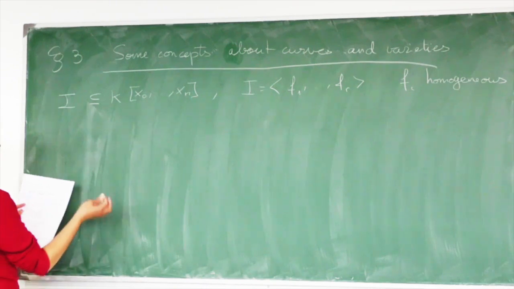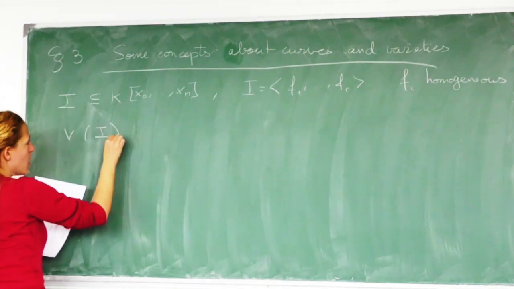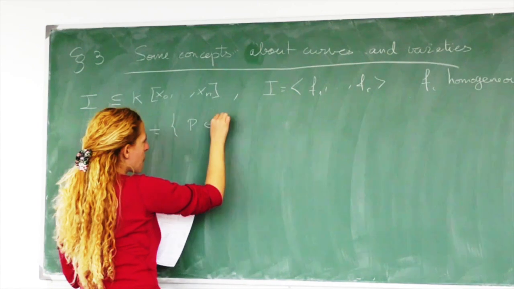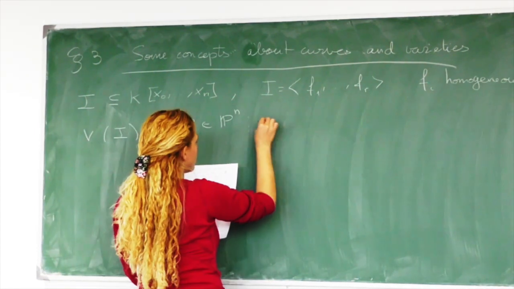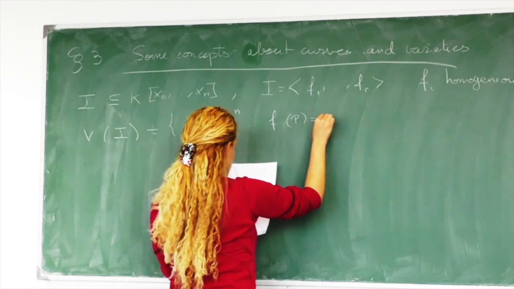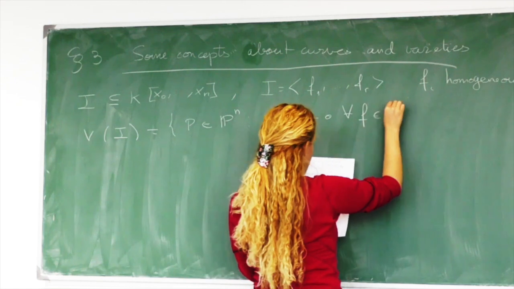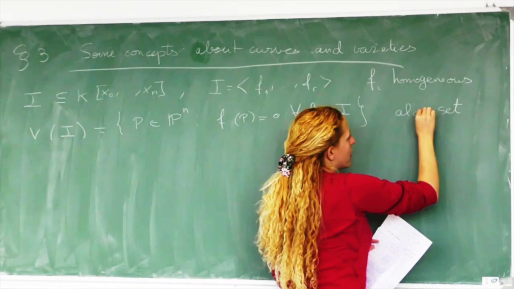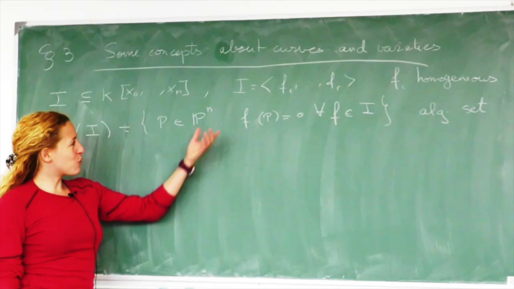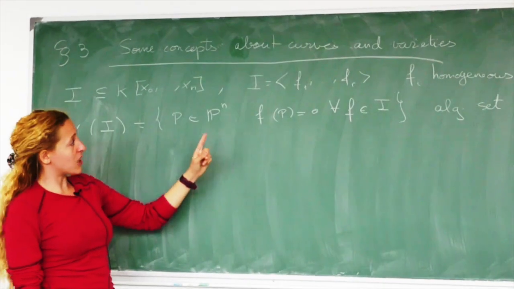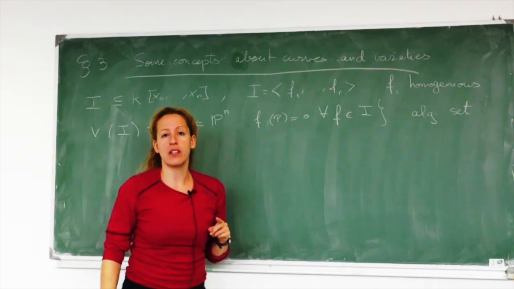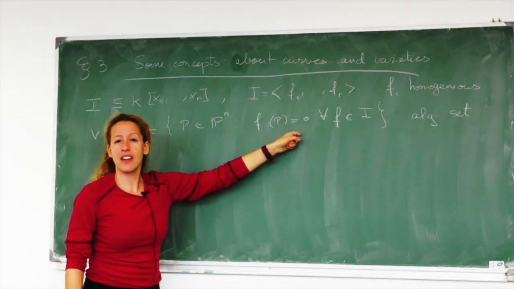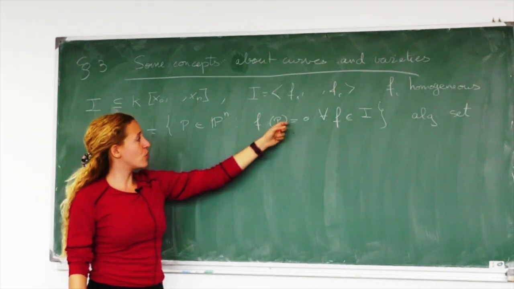Okay, so in this situation, we can define an algebraic set as follows. An algebraic set is going to be the collection of points in P^n such that f of p is equal to 0 for all f in the ideal. So this is the definition of an algebraic set. Here we have the explanation about why it's important to get the ideal generated by homogeneous polynomials, because if it is not generated by homogeneous polynomials, then this condition doesn't make sense. It doesn't make sense to ask about a projective point to be equal to 0.